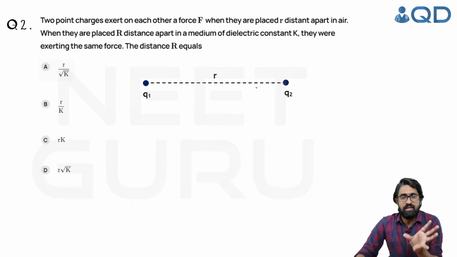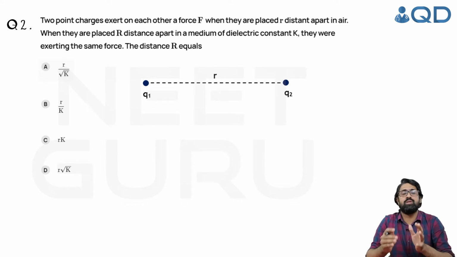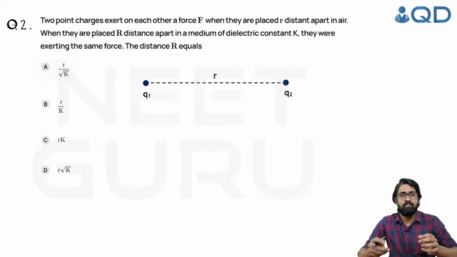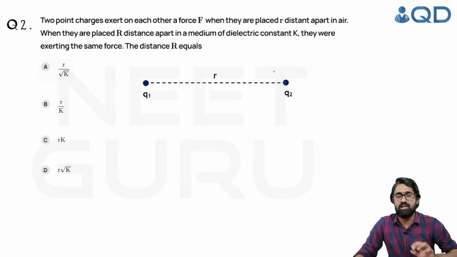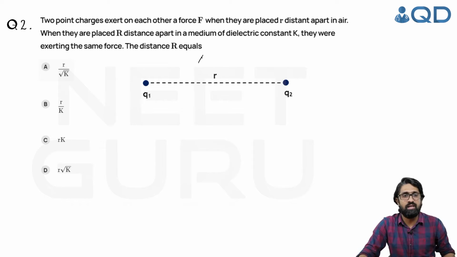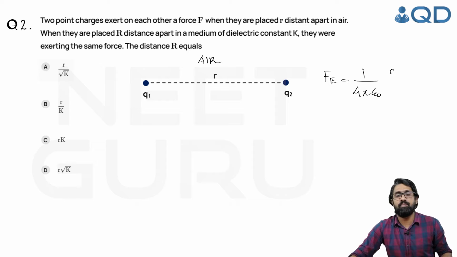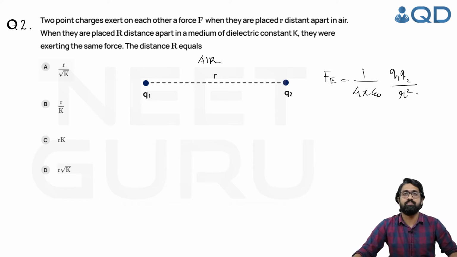Now, the first case in this question refers to a situation where two point charges Q1 and Q2 are placed small r distance apart in air. So we'll look at that case first. In that case, the electrostatic force Fe will definitely be equal to 1 by 4 pi epsilon naught Q1 Q2 divided by small r square.